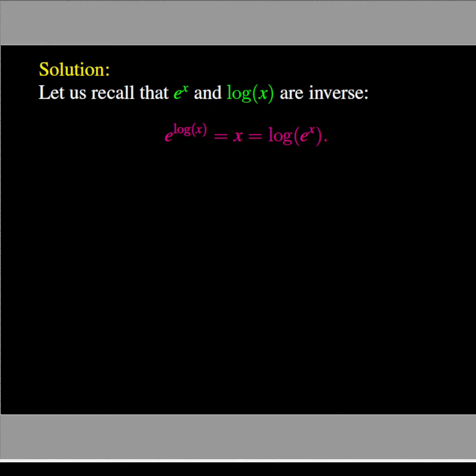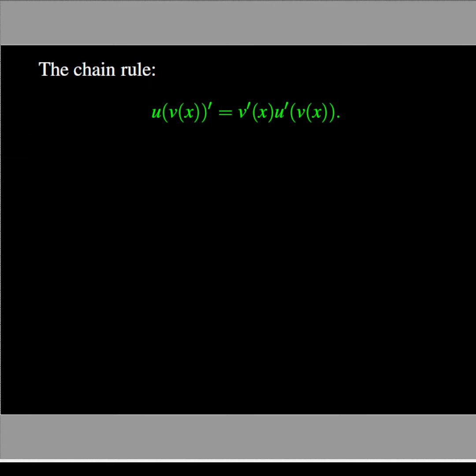In order to simplify this expression, we will use the properties of the exponential and logarithmic functions. We know that the exponential of log of x is equal to x, which is also equal to the logarithm of the exponential of x. Notice that we will also have to use the chain rule. It is known that the derivative of the composition of two functions u of v of x is equal to v prime of x times u prime of v of x.